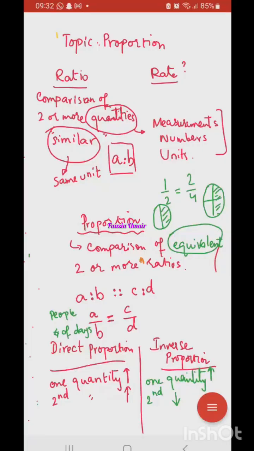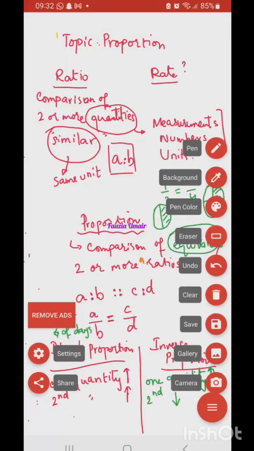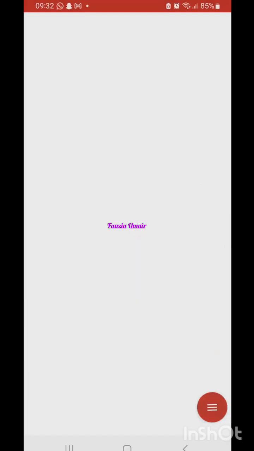So we will talk about a few examples and then you will have an idea what direct proportion or inverse proportion means. We will talk about some real life examples of direct proportion and inverse proportion. Let me give you a few examples, and then I hope you will be able to add more.